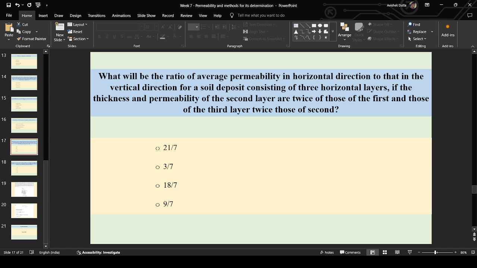I repeat the question. What will be the ratio of average permeability in horizontal direction to that in the vertical direction for a soil deposit consisting of three horizontal layers if the thickness and permeability of the second layer are twice of those of the first, and those of the third layer twice those of second? The options are 21/7, 3/7, 18/7, or 9/7. Okay, I hope the question was clear. Next question.